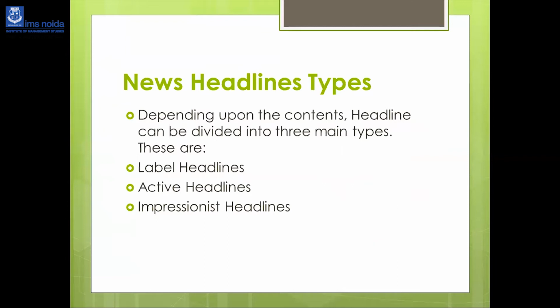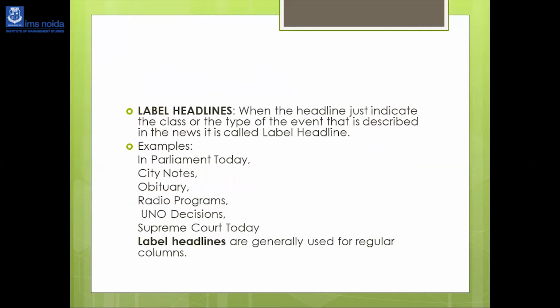The news headline types. Depending upon the content, headlines can be divided into 3 main types. These are the label headlines, the active headlines, and the impressionist headlines. Label headlines. When the headline just indicates the class or the type of the event that is described in the news, it is called a label headline.